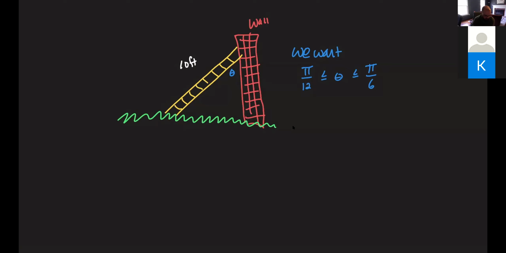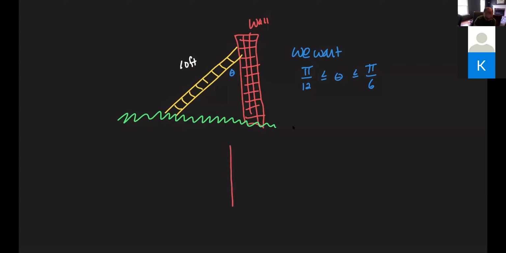If I make this angle bigger, is my ladder going to go lower on the wall, or is it going to go higher on the wall? Right, so if this angle is bigger, does it go down or up? If the angle is bigger, then the ladder will go down on the wall. That's right.